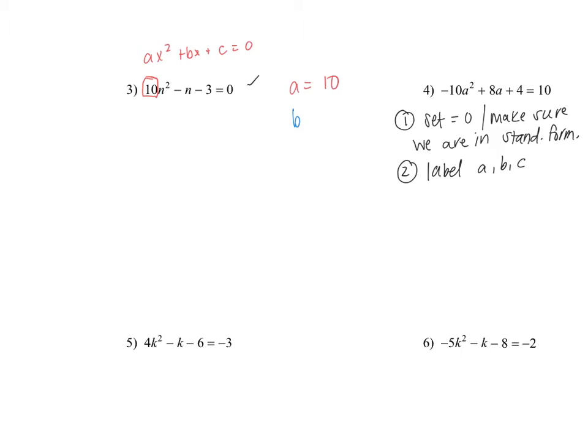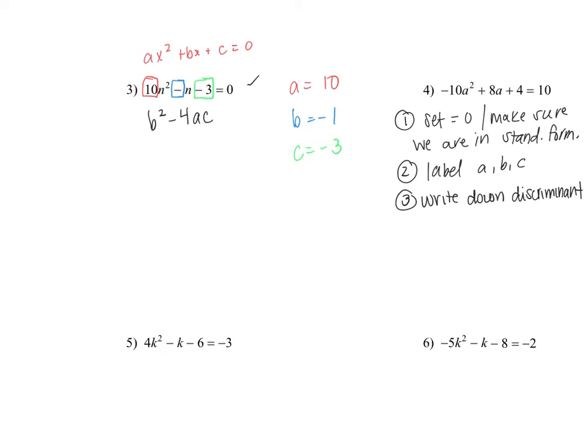B, now here, we just have a negative sign. Remember, we always assume that after the negative sign, there's a 1. So B will be -1, and always take the sign in front. And lastly, C is -3. Okay, so now that we have labeled A, B, and C, we're all set. What we're going to do is write down the discriminant. And what the discriminant is B squared minus 4AC. So that's the form we're going to use.